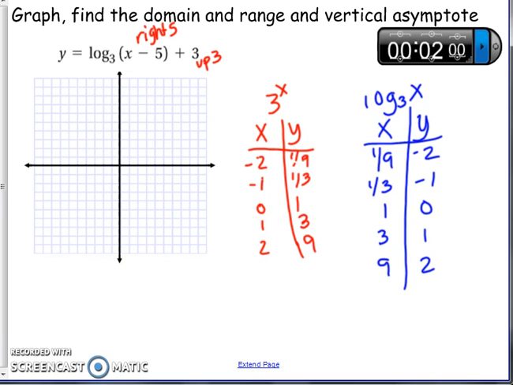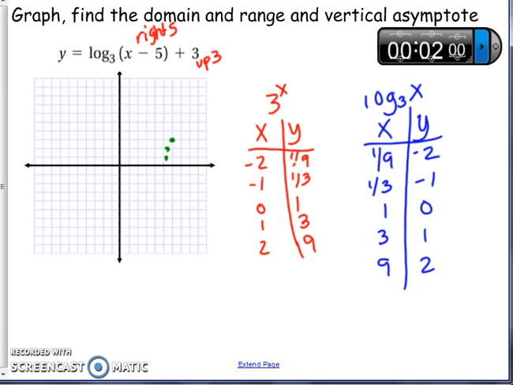Okay, so again, each of those points are going to move right 5 and up 3. So (1/9, -2) is about here. I'm going to move it 1, 2, 3, 4, 5, and then up 1, 2, 3. So it's going to move to about there. Okay, next point, we have (1/3, -1). So I'm going to move it 1, 2, 3, 4, 5, and 1, 2, 3. So about here. I have (1, 0). So that was here. I'm going to move it over 5, 1, 2, 3, 4, 5, and 1, 2, 3. So here.